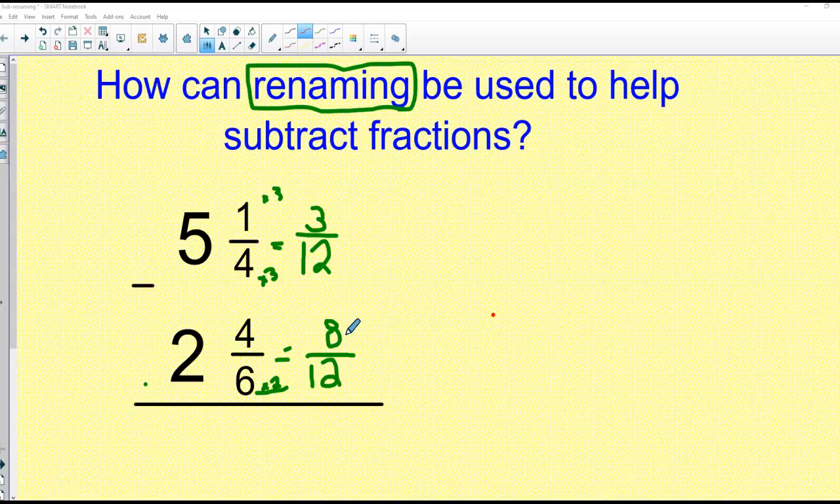If you ever cannot subtract, we use this process. I borrow 1 from the whole number. My denominator is 12. That's the common denominator you found. So you're going to add 12/12 to this. Right? So the new fraction is 15/12.